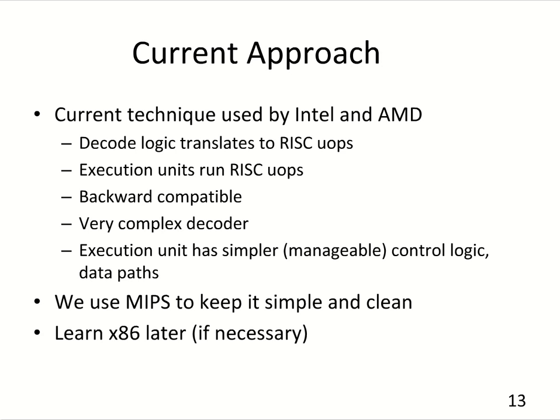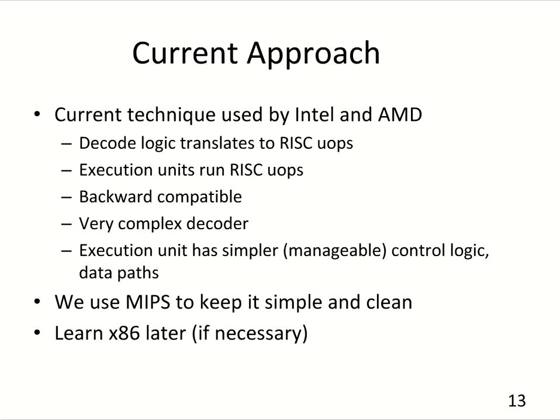So the execution core itself will then run these RISC UOPs. This provides backward compatibility and also requires a very complex decoder, because the decoder now has to not just read the original encoded instruction bits and correctly interpret them, but also has to emit a correct stream of UOPs that implements them.